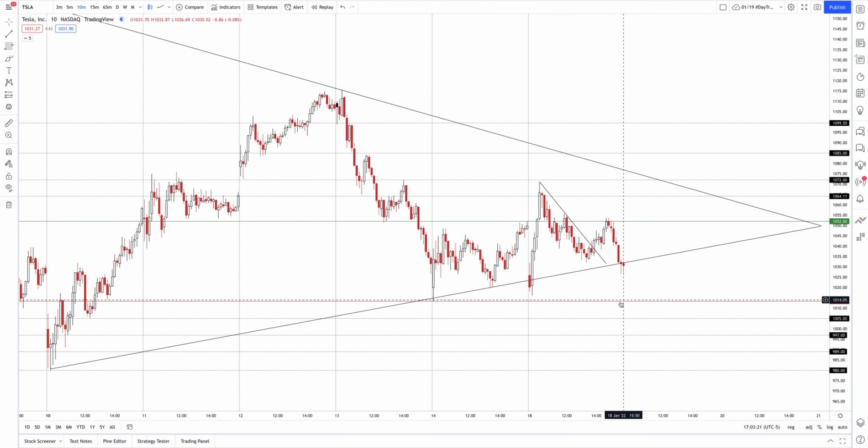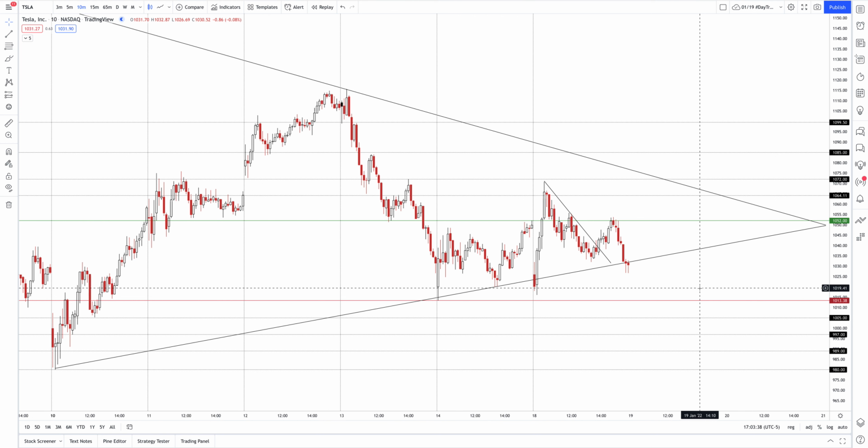So essentially what we wanted to see price do in terms of triggering to the downside is getting below this trend line and then getting below Friday's low. Friday's low was 1013.38, so that was below the 1020 support.